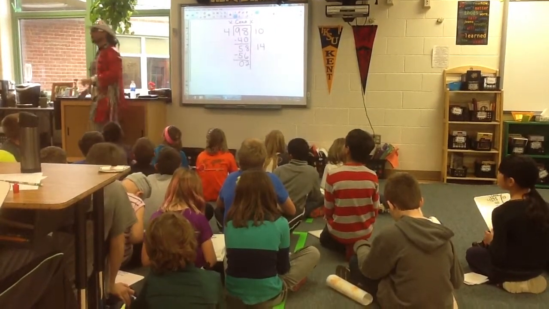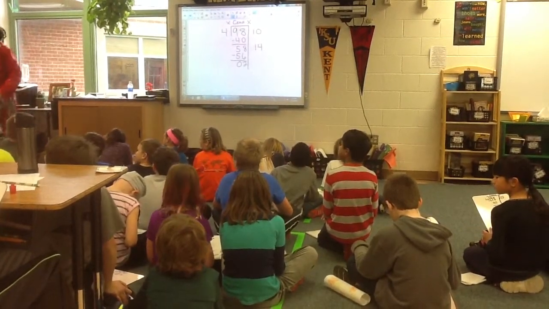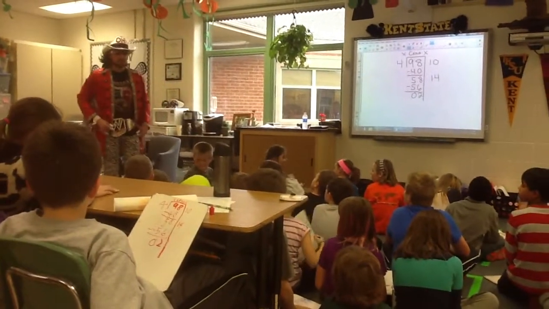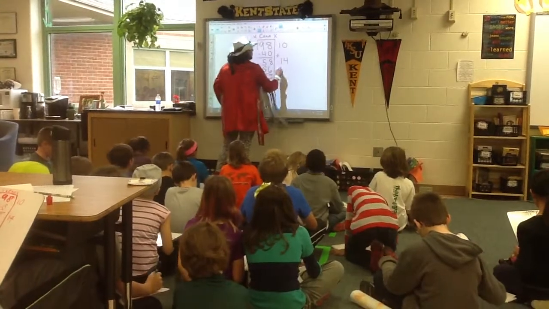We got a 10 and a 14. What are we going to do? Who's got a plan? You got to have a plan when you're in the ring. You can't just go in there all willy-nilly. No, you can't do that. You got that right, sir. Yes. So we add this up.